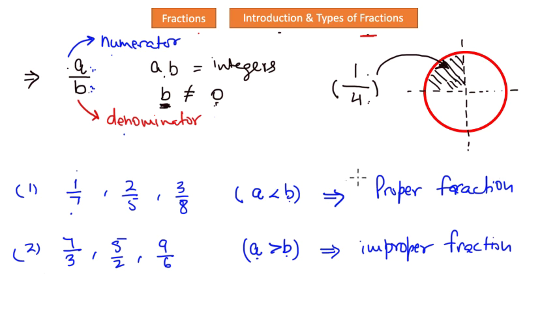So the clear distinction is a proper fraction is one where the numerator is less than the denominator, as simple as that. And whenever that doesn't happen, you call them an improper fraction.